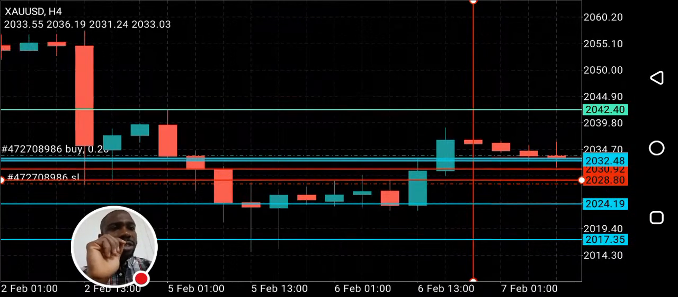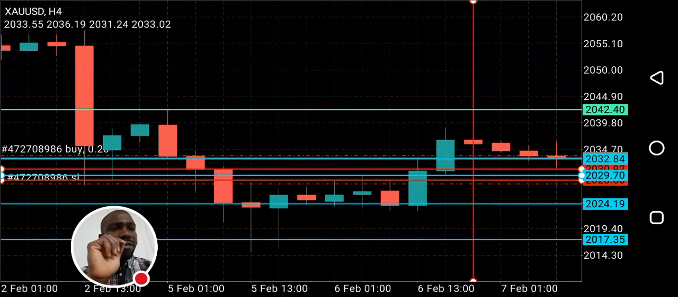After the breakout, can you see this small fair value gap? It is likely price will come and fill that gap before it continues with its bullish move. So gold is bullish at the moment.